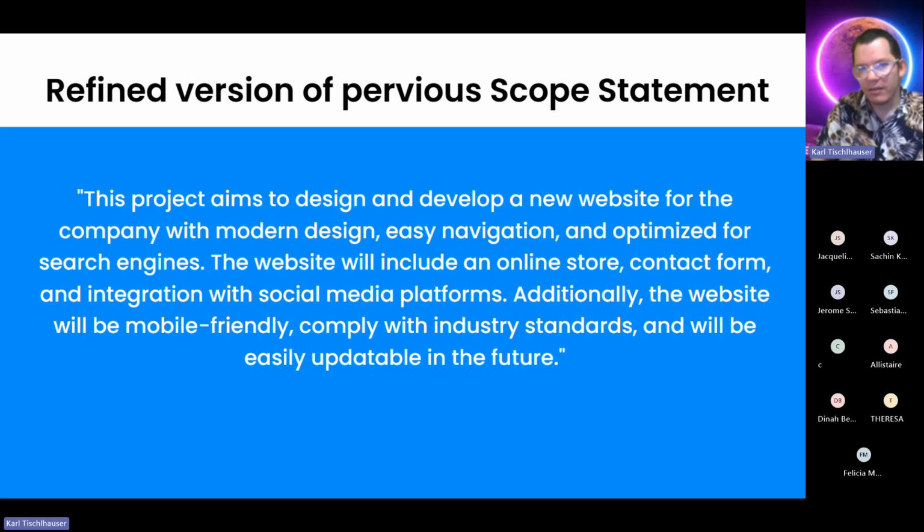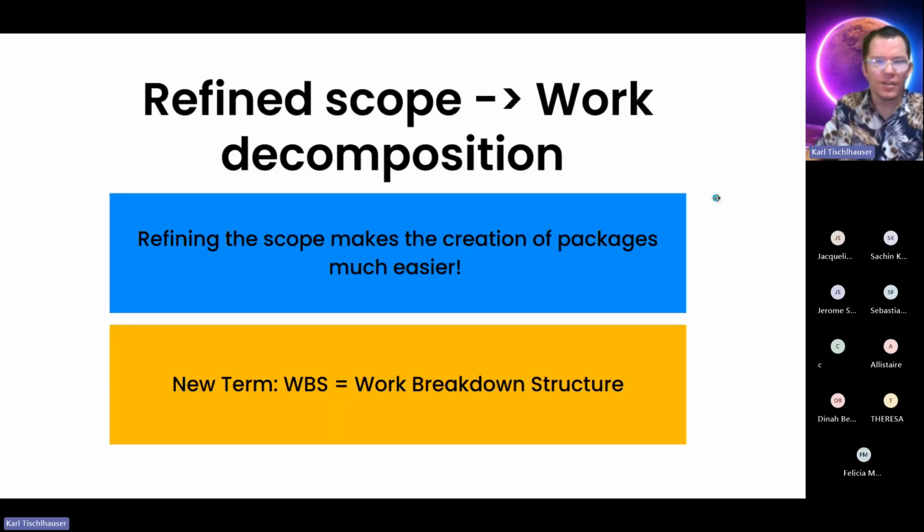So this is the refined version of that previous scope statement. And that's the first task you need to do. You need to refine scope statements. You need to make them better, so that you can start looking at your work breakdown structures. Okay. Yeah, so refine scope statements and work decomposition. Refining the scope statement makes the creation of work packages much easier.